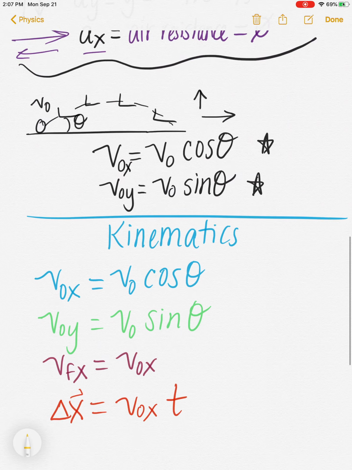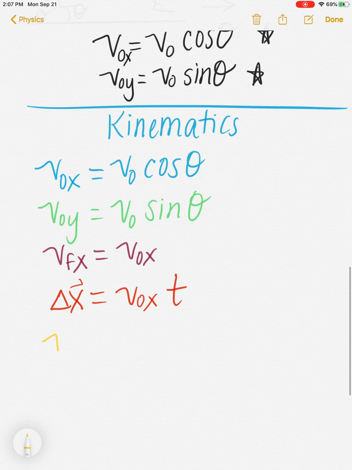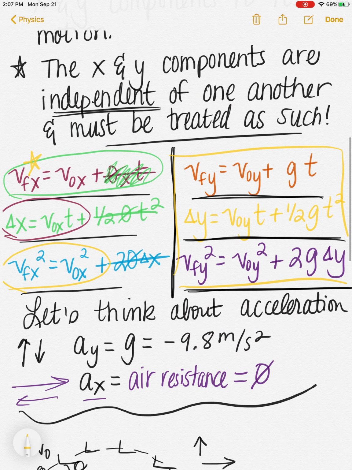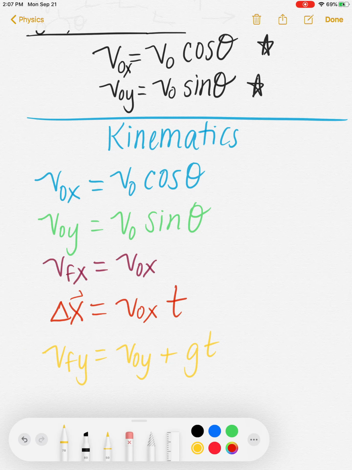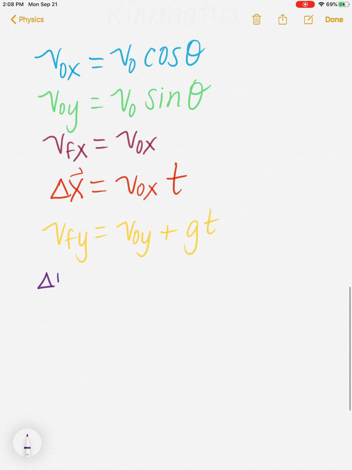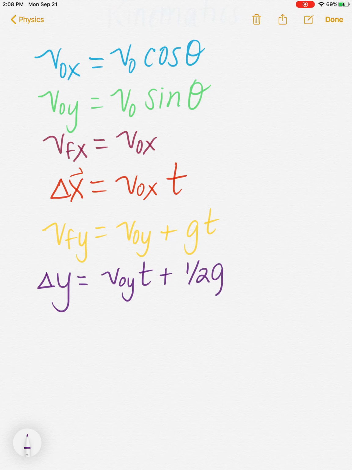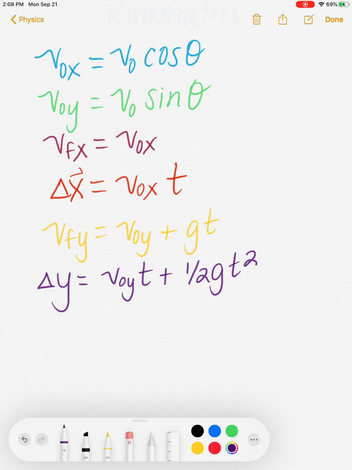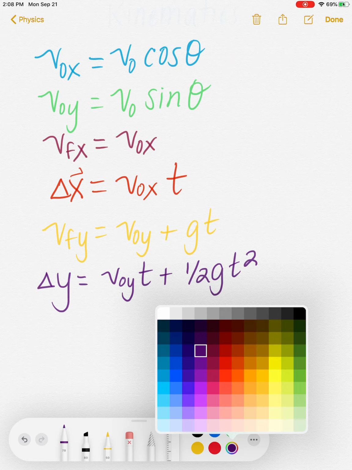Then the three y equations are going to stay the same. So now we can say VFY equals VOY plus g times t, so final y velocity equals initial y velocity plus g times t, because that's gravity times time. Don't forget to use the negative value for gravity. Then we could say that the displacement in the y direction is equal to VOY times time plus 1/2 gt squared. Again, use negative 9.8 meters per second squared.